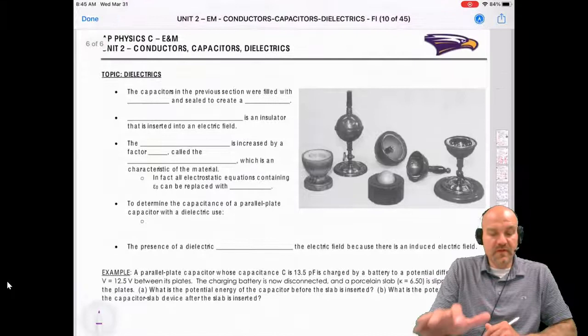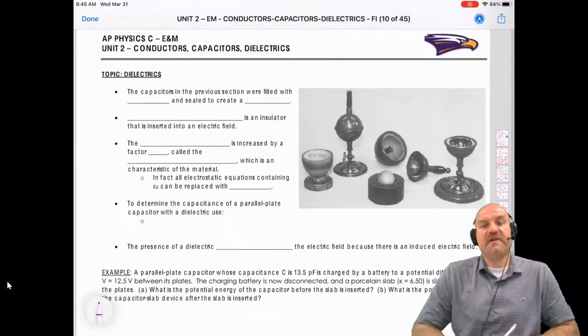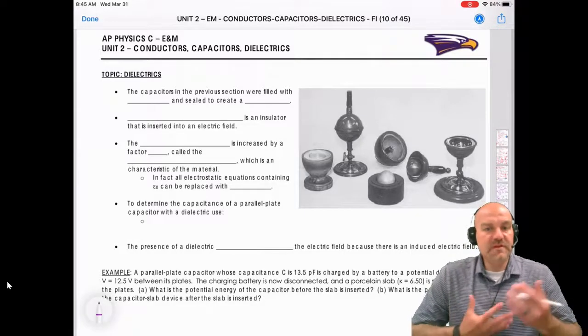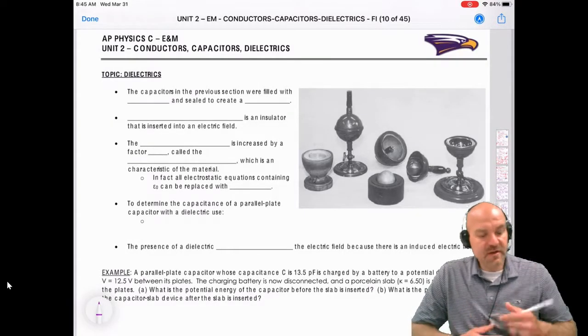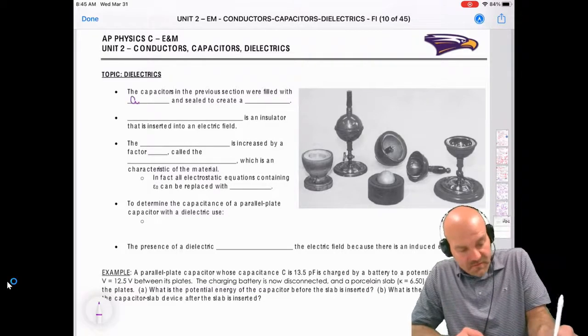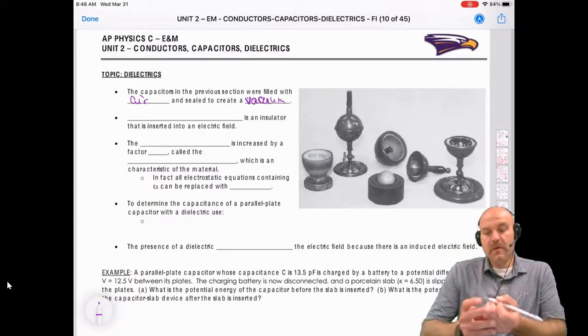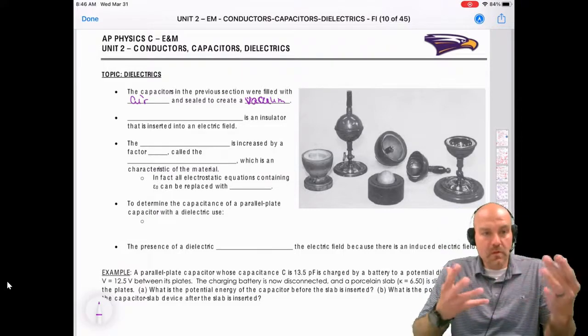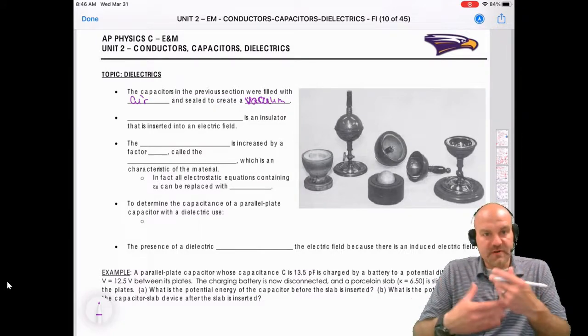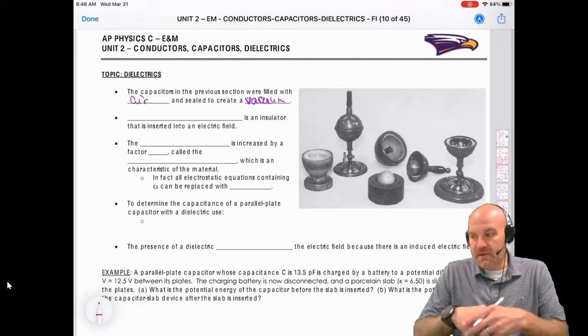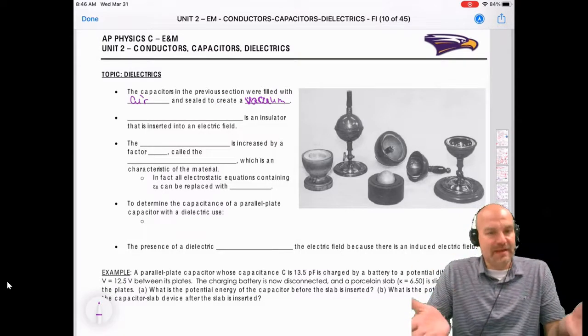Alright, so here's the last video for Unit 2, Conductors, Capacitors, and Dielectrics, where we're going to look at dielectrics. In the previous section, the capacitors were filled with air, and then we created a vacuum with them. The capacitors we talked about before just simply had air between them. Now we're going to add dielectrics.